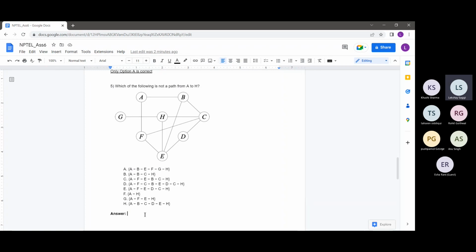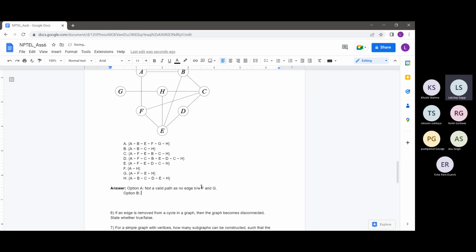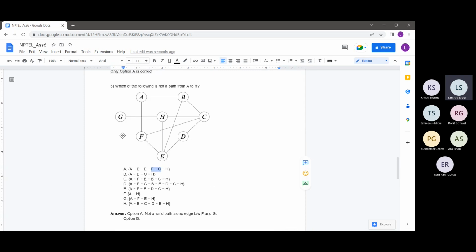So I'll just type it down. Option A: not a valid path, as there is no edge between F and G. I hope I'm making sense. Why is it not a valid path? Since there was no edge from F to G, and every pair of consecutive vertices in a path should have an edge, and F to G was not an edge, this is not a path.